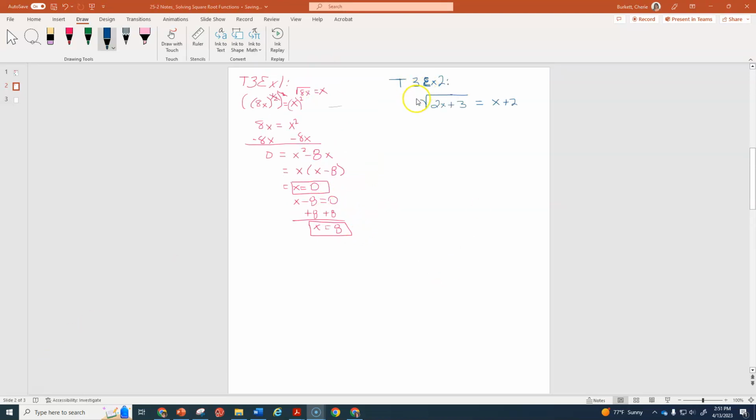Still a type 3. We have a square root on one side of the equal sign with an x underneath it. On this side, we have an x and a 2, so we have a binomial. It is going to be one that results in a quadratic, and this one's going to be just a smidge bit more complicated because it's not just going to be a GCF, it's going to be a trinomial that has to be factored.